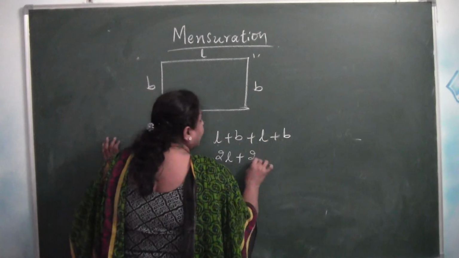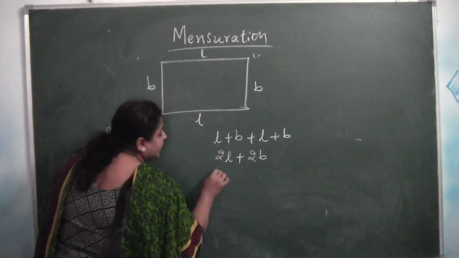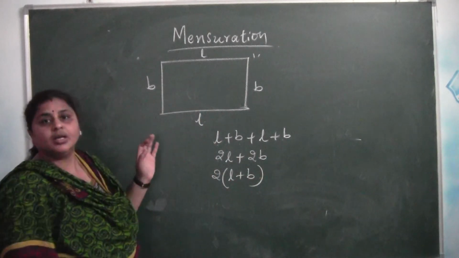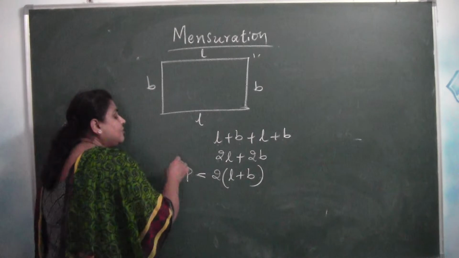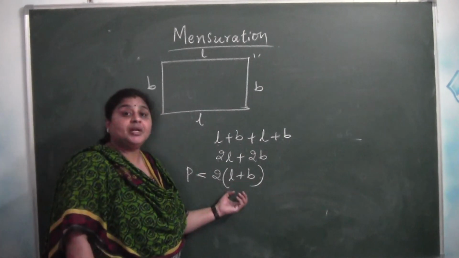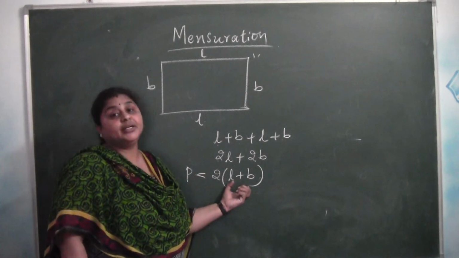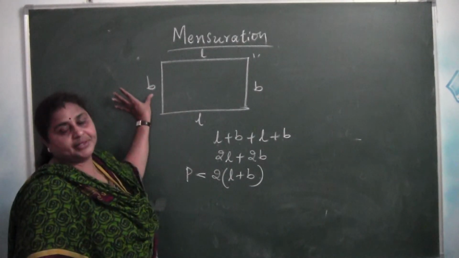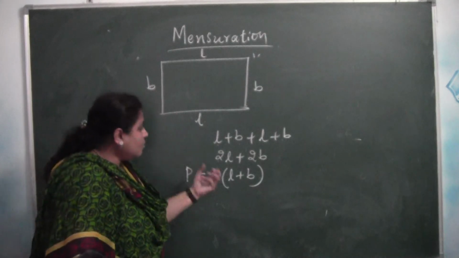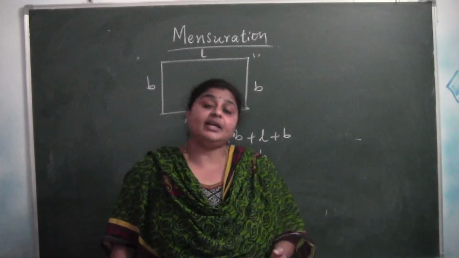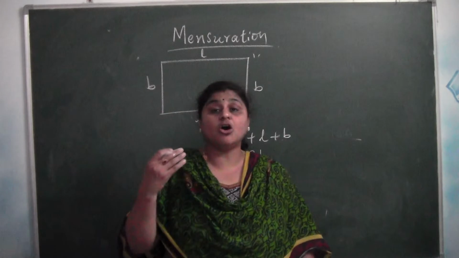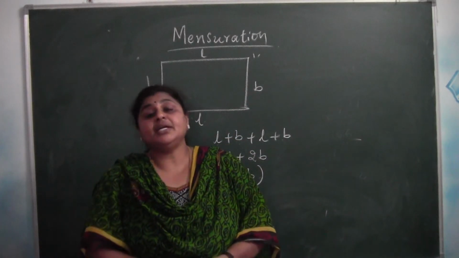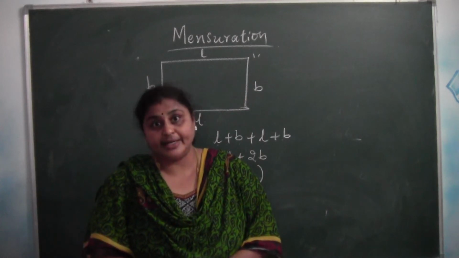how many breadths we have? 2 breadths. So I am taking out 2 as common. L plus B. This is how we got perimeter of rectangle. The formula of perimeter of rectangle to be 2 into L plus B. And area, length into breadth. So perimeter of any figure, it will be in terms of meters or centimeters. Area will be in terms of square meters or square centimeters.